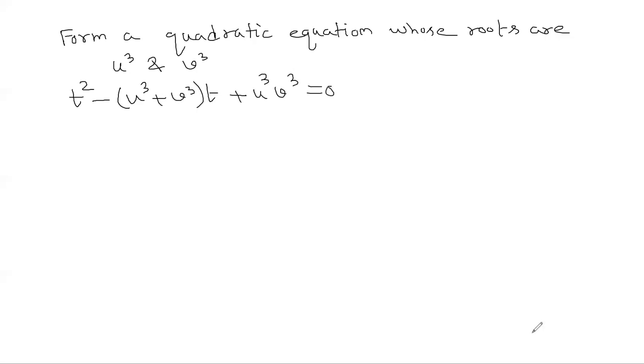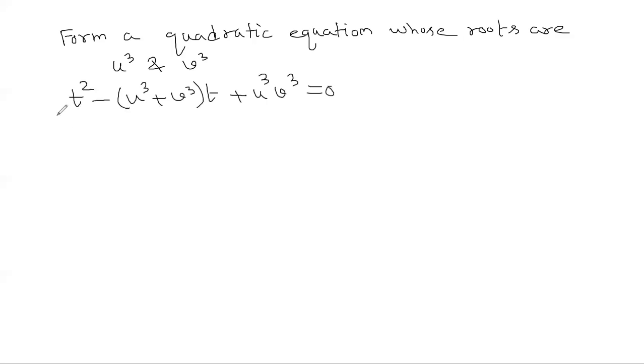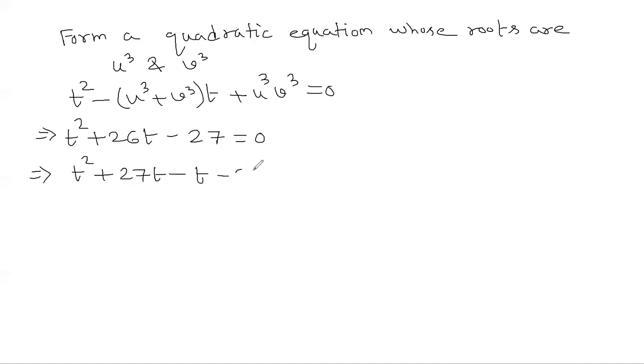Now what is u cube plus v cube? It is minus 26. So you are getting t square plus 26t minus 27 equal to 0, right? So which is a quadratic equation, so you can factorize it, isn't it? So it is t square plus 27t minus t minus 27 equal to 0. So what do you get? So we are getting (t plus 27)(t minus 1) equal to 0.